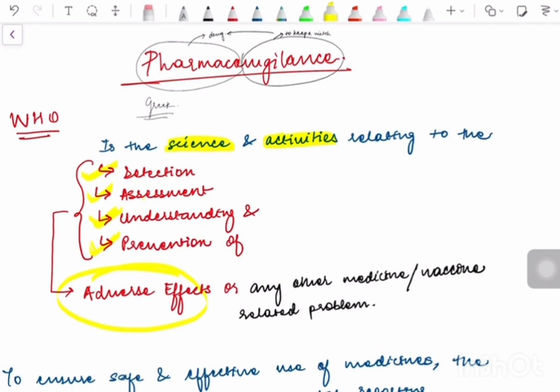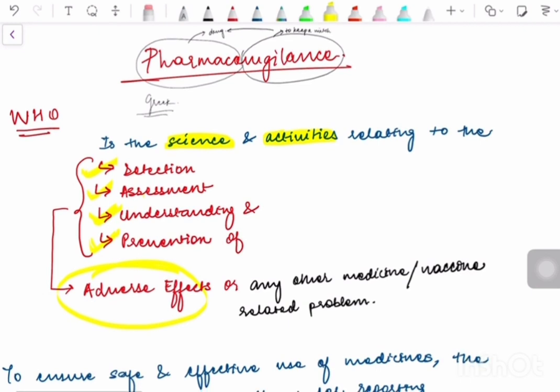But certain side effects may only emerge once these products have been used by a heterogeneous population. Good word to be used here, heterogeneous. Heterogeneous population means variety, different varieties of population, including people with concurrent diseases and over a long period of time. So therefore we need pharmacovigilance, because we can't just depend on the clinical trial side effects. We need something of this sort.